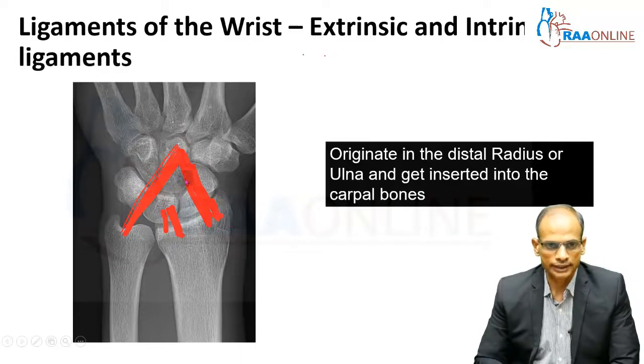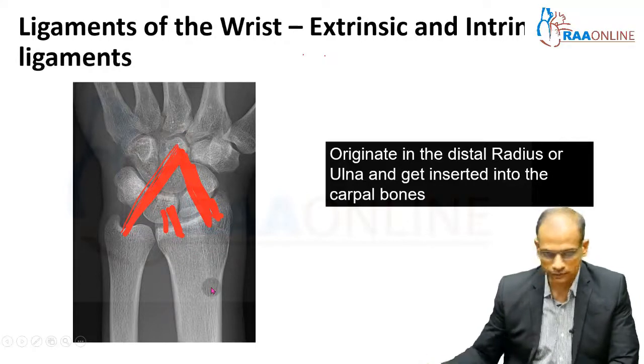Now as you can see in the example here, this is the radioscaphocapitate ligament, and it originates from the radius and gets inserted into the capitate going across the scaphoid. You have the radiolunate ligaments, and then you have the ulnocarpal ligaments. We will see a better description of this in the subsequent slides.